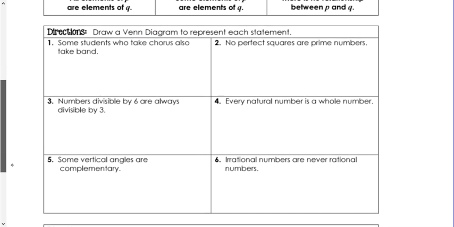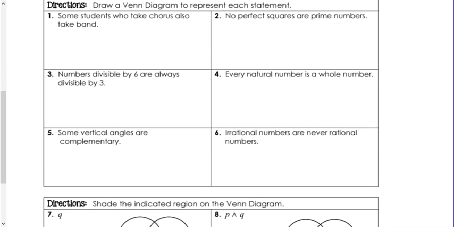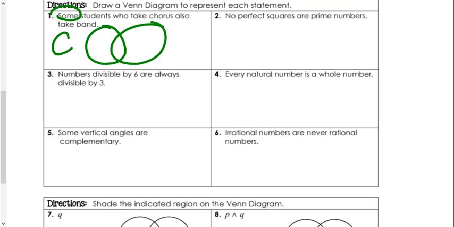So let's go down to some practice problems. Draw a Venn diagram to represent each statement. Okay. Some students who take chorus also take band. Well, this is my key word there, some. Some students indicates that we have a merge of the 2. So some students who take chorus, for C, also take band. So we have the chorus bubble and the band bubble, and the some students would be right here in the middle.